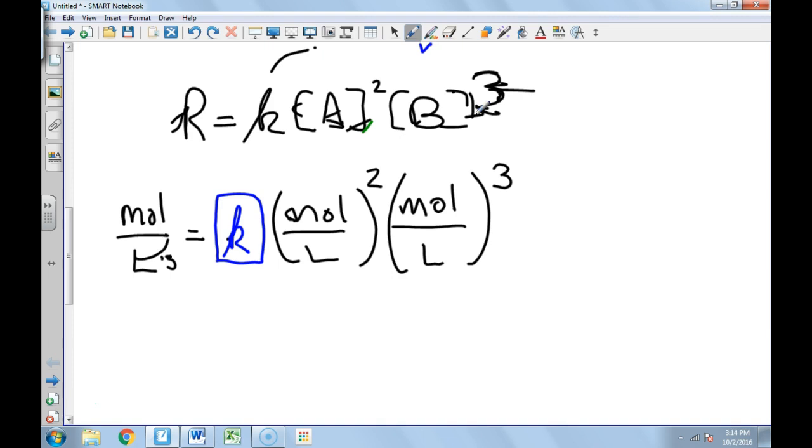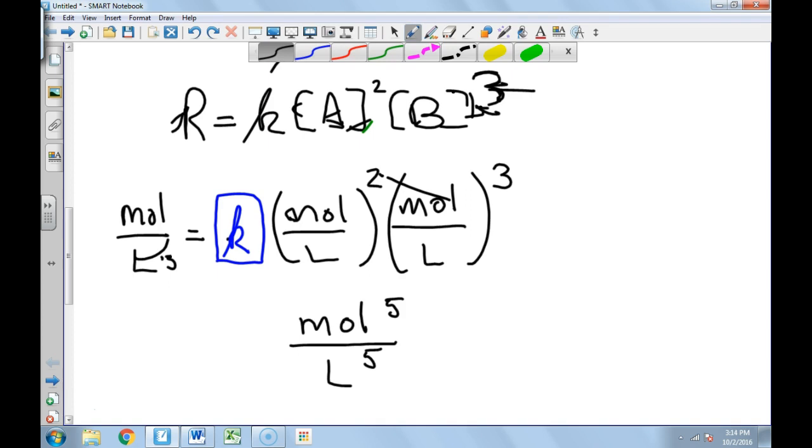Again, in this video, I'm not trying to show you how to determine a rate law, nor am I trying to tell you how to determine the value of the rate constant. This is purely just to go over how to determine the units of the rate constant. So now, once we have that, we can combine like terms. We have moles squared and moles cubed, so that's going to combine to give us moles to the fifth over liters squared times liters cubed, liters to the fifth. And that's going to be multiplied by K.